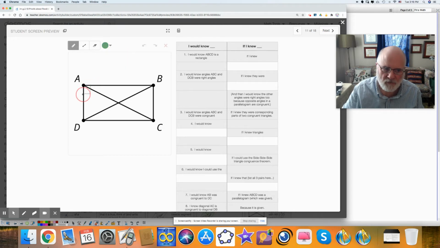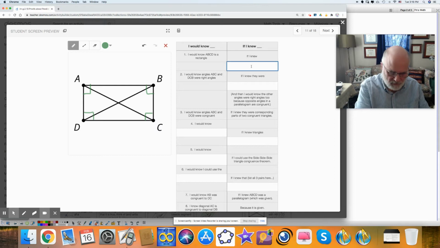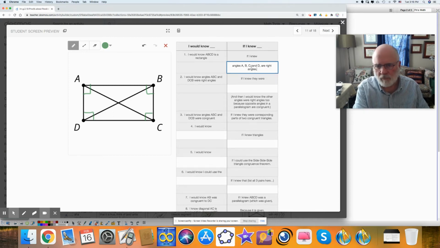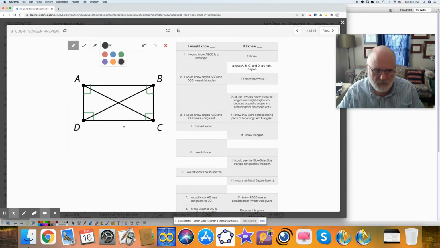So if I knew that all four angles, angles A, B, C, and D, were all right angles, then I would know that it's a rectangle, and I could write that here: angles A, B, C, and D are right angles. Oh, wait a minute, look right here. I would know angles ABC and DCB were right angles if I knew, well, let's see, just a minute. I'm going to mark on here that this is a parallelogram because this was given. I better mark that on here.